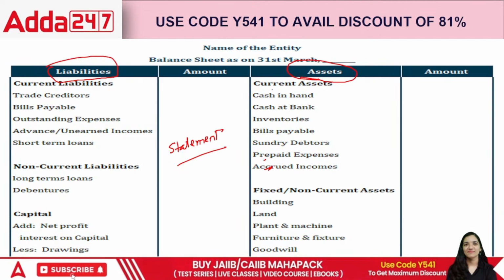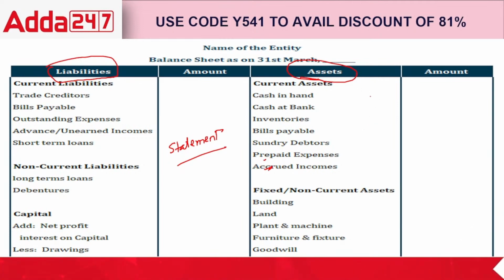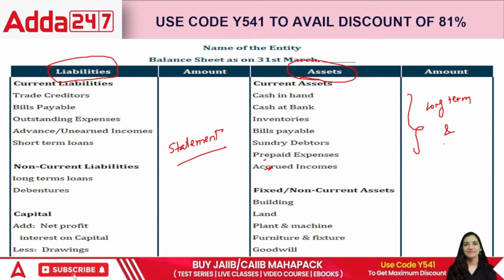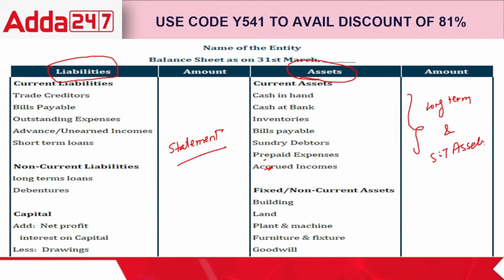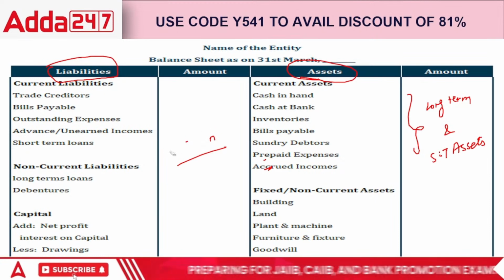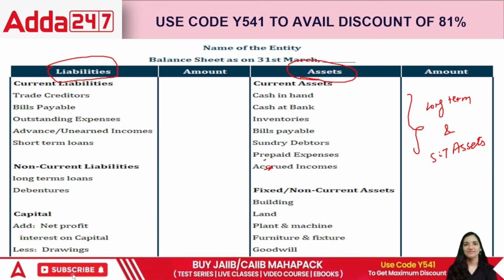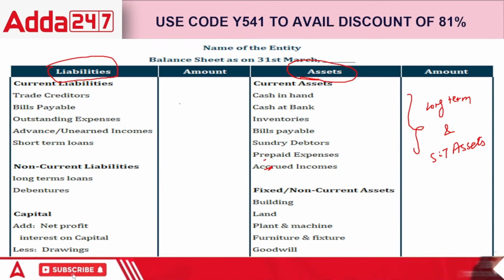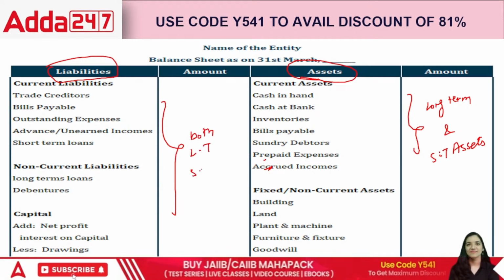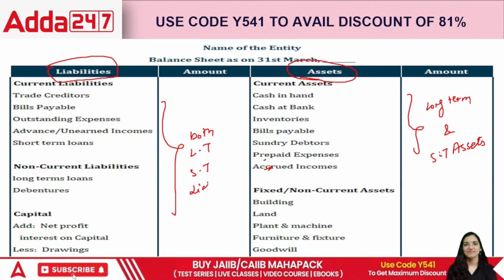Under this, what happens is we have two sides. The asset side includes both long-term and short-term assets, while the liability side includes both long-term and short-term liabilities.